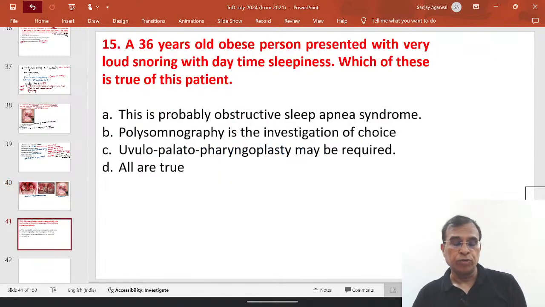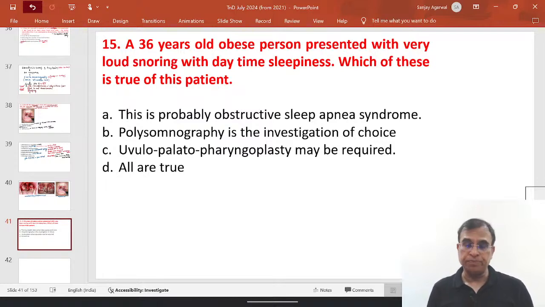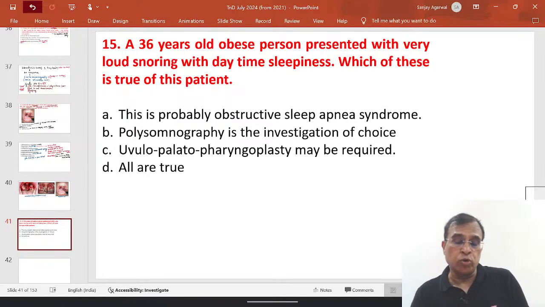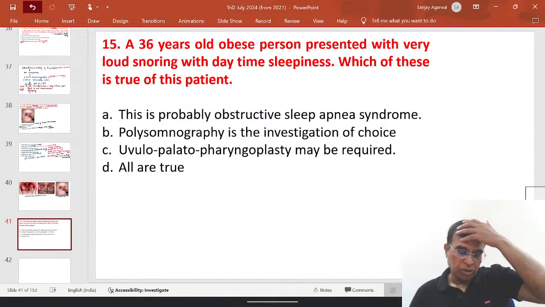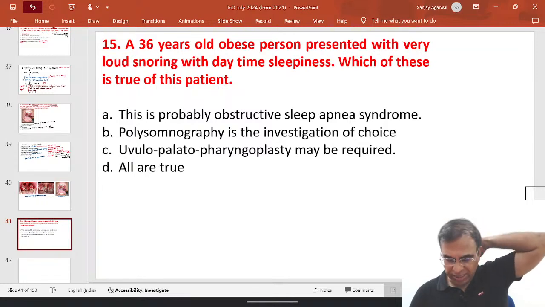Next question, question number 15. A 36-year-old obese person presented with very loud snoring with daytime sleepiness. Which of this is true of this patient? So, obese person, loud snoring with daytime sleepiness, which of the following is true? This is probably obstructive sleep apnea syndrome. Polysomnography is the investigation of choice. Uvulopalatopharyngoplasty may be required. All are true. So which of the following is correct?